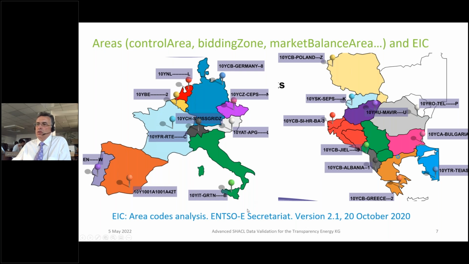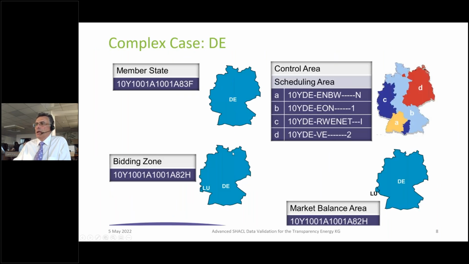ENTSO-E jurisdiction covers not just the European Union, but also a few more countries in Europe and neighboring countries. So this is an overall map of the energy areas in Europe. And here's a more complicated example. Germany, together with Luxembourg, participates in a bidding zone. On the other hand, Germany itself has the role of member state.